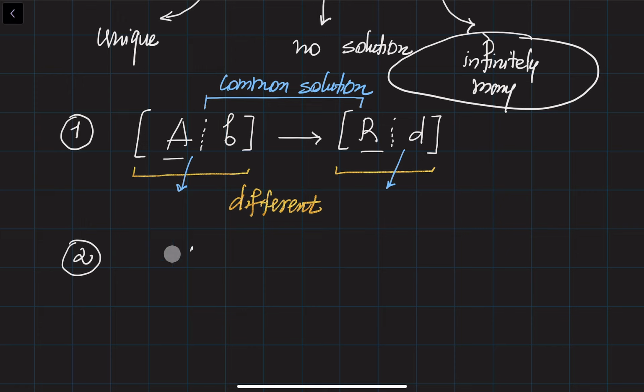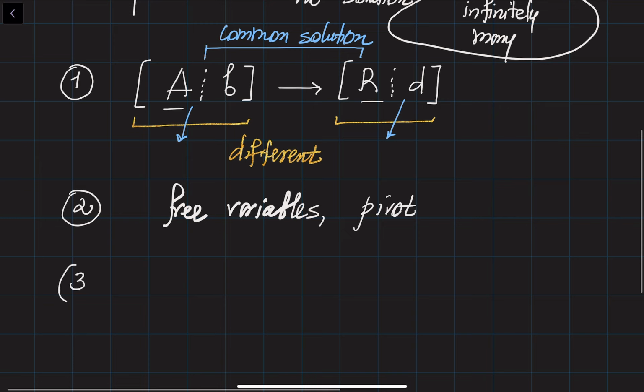In the second step, we are going to identify the free variables and the pivot variables. Essentially, the columns which have the pivots are going to be called the pivot columns or the pivot variables. And analogously, columns which don't have the pivots are going to be called the free variables.